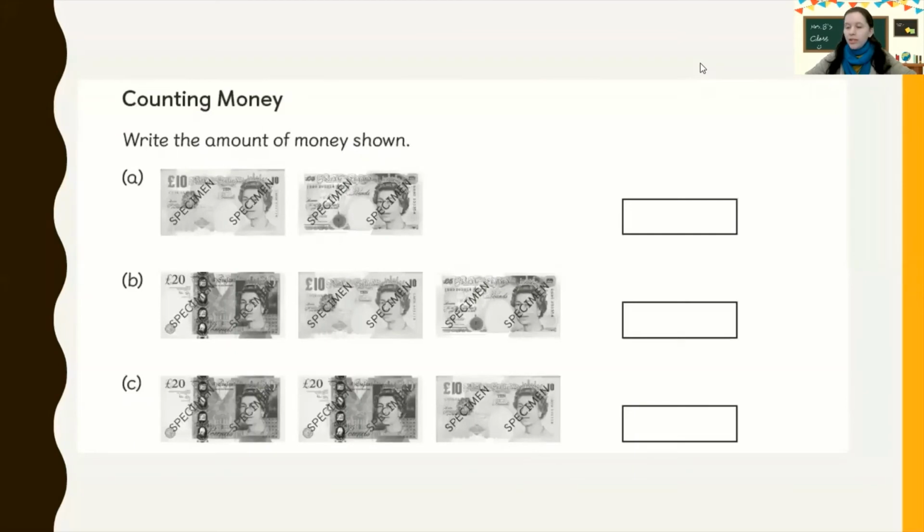Okay, let's try these now. So we need to write the amount of money shown. So just like we've done, we need to count the amounts of money and put the answer in the boxes. So pause the video and do that now.